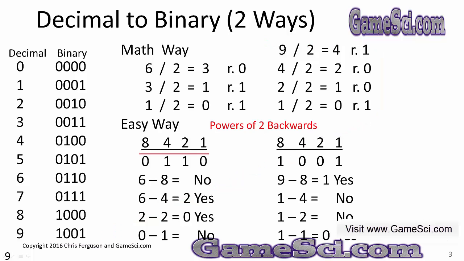There is an easy way to do it. Write down your powers of 2 backwards: 8, 4, 2, and 1. Now we're converting 6 to binary. 6 minus 8 doesn't work. 6 does not fit into 8, so I'm going to write a 0 underneath the 8.